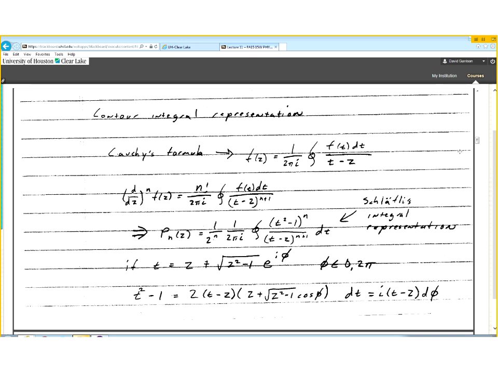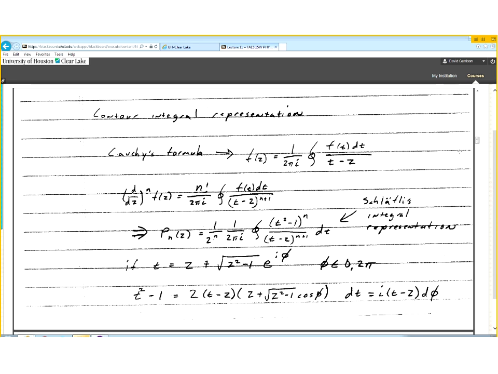So what happens then is this should literally be the same thing as what we saw for the Legendre polynomial. Now what you can do is, if you take t equal to z plus square root of z squared minus 1 e to the i phi, where phi goes from 0 to 2 pi, then this term in the numerator inside the integral can be rewritten as this term involving t minus z and z plus square root of z squared minus 1 times cosine phi, and the dt can be written in terms of t and z and d phi. And you can see where this is coming from.